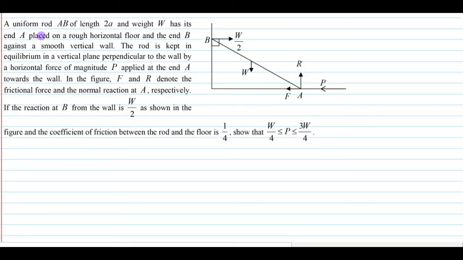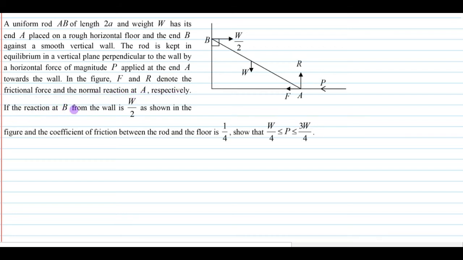A uniform rod AB of length 2a and weight W has its end A placed on a rough horizontal floor and the end B against a smooth vertical wall. The rod is kept in equilibrium in a vertical plane perpendicular to the wall by a horizontal force of magnitude P applied at the end A towards the wall. In the figure, F and R denote the frictional force and the normal reaction at A respectively.